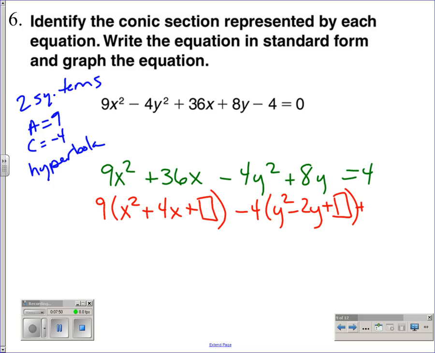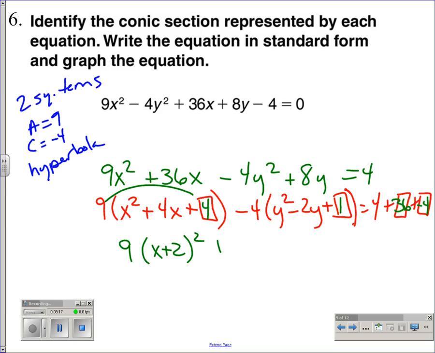And then, whoops, equals. On the other side, we'll have 4 plus blank plus blank. Okay, so we'll figure out what I have in the middle here. So we have half the middle squared would be a 4. So what we really did then is we added 36. So over here, I'm going to add 36. Okay, what I do here would be a 1, half the middle squared. But what I really did is -4. So that would be a -4. So I have 9 times x plus 2 squared minus 4 times y minus 1 squared equals 36.